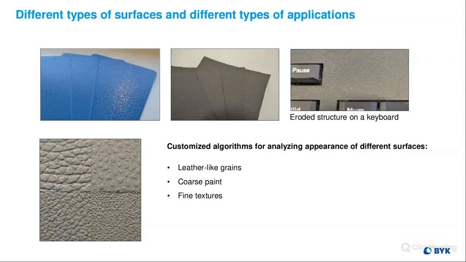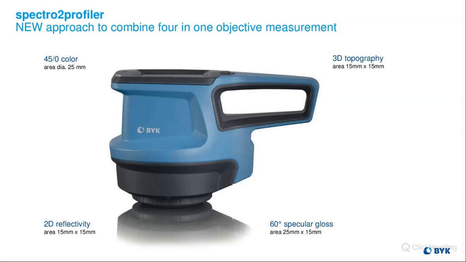But this was just an overview of the leather-like algorithm, for time's sake. So if you have any questions, please feel free to put that in the chat, and we'll get to those at the end. And then we'll just overview our spectro2profiler again.